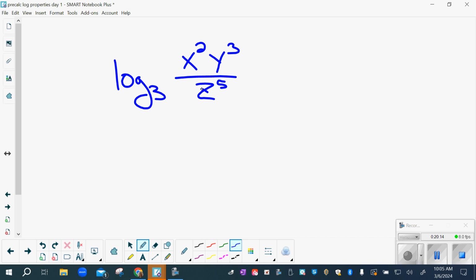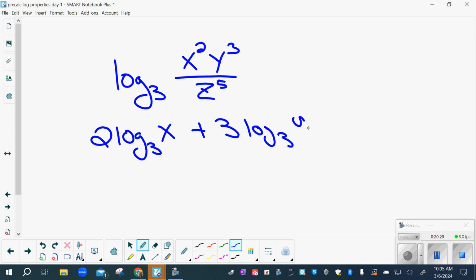Here's what I got. Some of you are going to do it in 2 steps, but some of you are going to realize, hey, each time I've got an exponent, I'm going to put it in the front. So some of you are going to get pretty fast. Plus 3 log 3y minus, careful on that guy, 5 log 3z. Nice. I like this stuff.